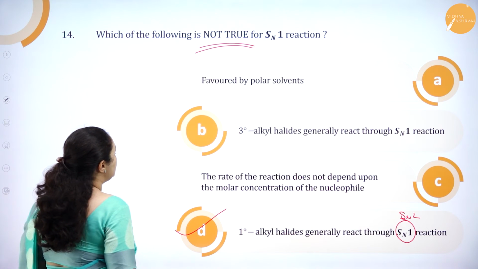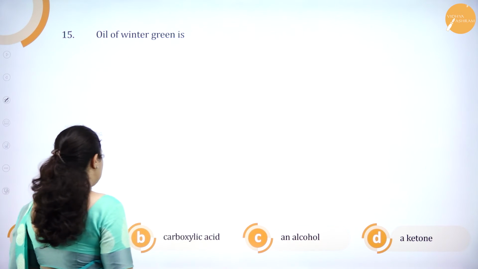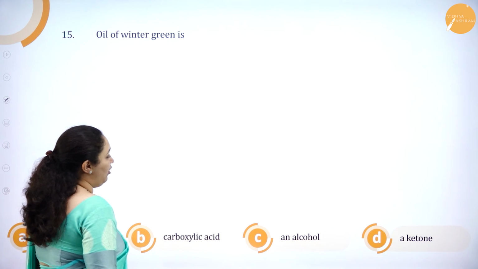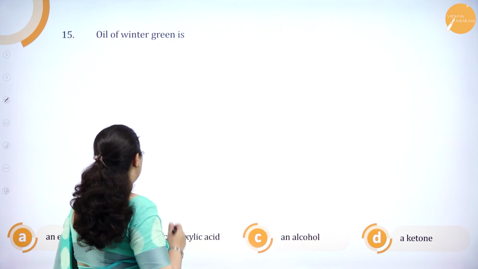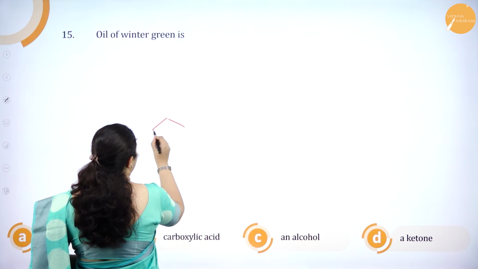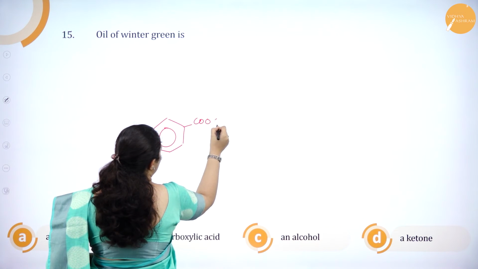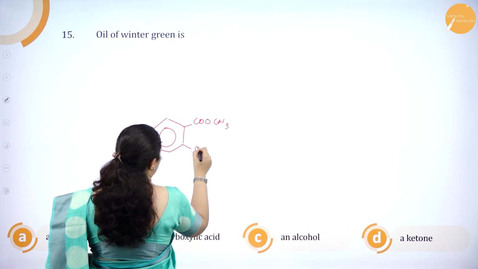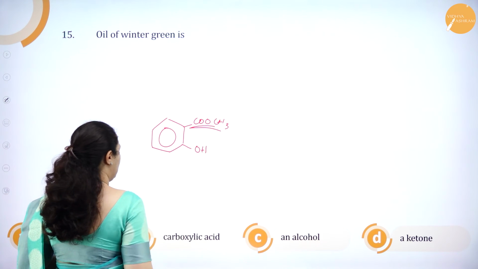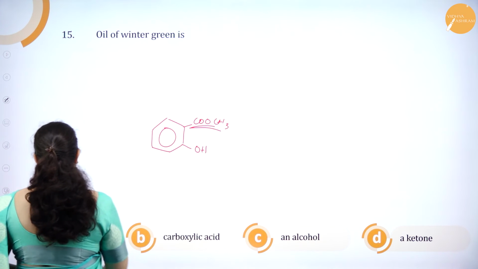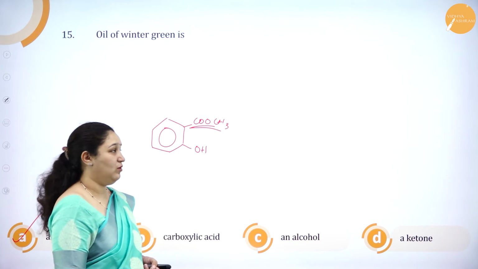Next question. Oil of wintergreen is an ester, a carboxylic acid, an alcohol, or a ketone. What is oil of wintergreen? It is methyl salicylate. So it will be a benzene ring with COOCH3 and OH group. This is called methyl salicylate. See, it has an ester group, so it is an ester.